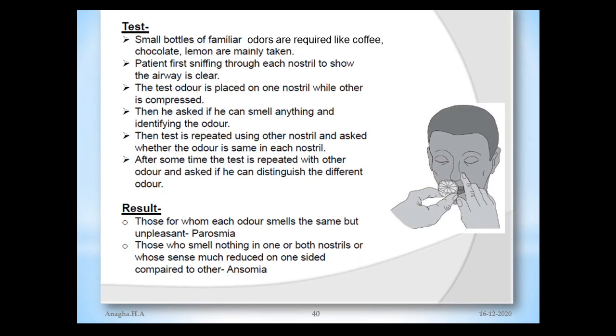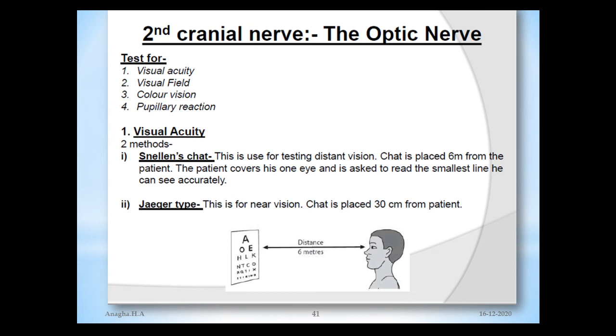So then coming to the second cranial nerve. It also has some points that need to be remembered. It can basically be explained or tested in 4 components: visual acuity, visual field, color vision, and pupillary reaction. So coming to the first point, visual acuity, we have to have the Snellen chart with us.